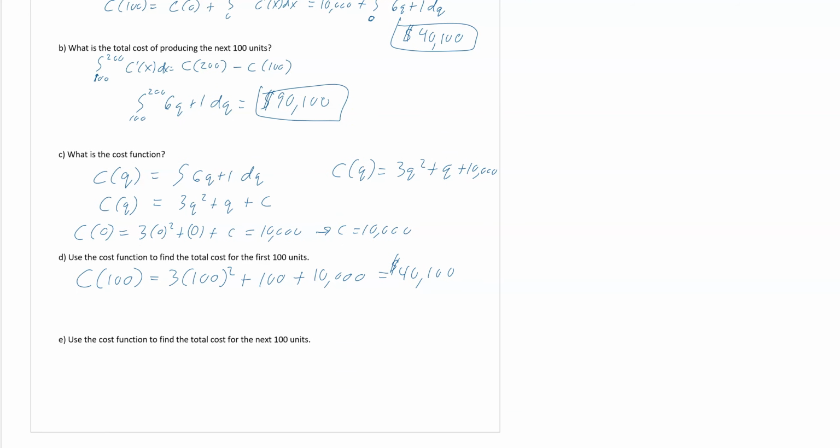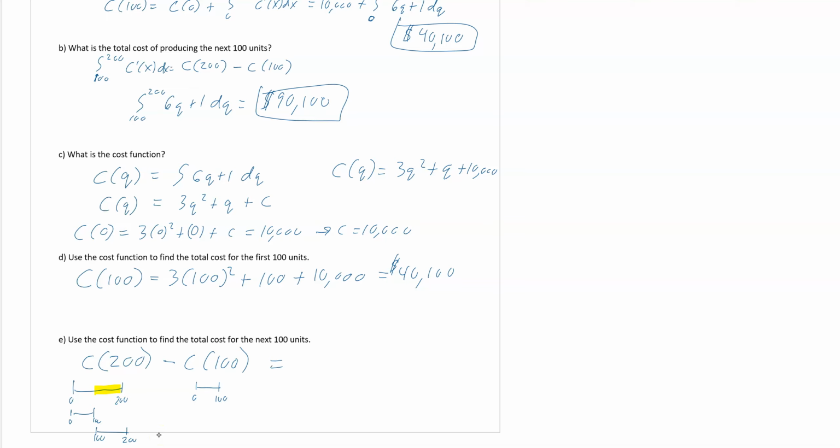But what happens when you do the next 100? So the next 100 would be C of 200 minus C of 100. So we're just finding the total cost, right? The cost from 100. So plugging in 200 would give us the total cost from 0 to 200. And this would give us from 0 to 100. So if we subtract those, then the cost that we want right there would just be from 100 to 200. So it's a subtraction. By plugging in 200, it gives us a value. Plugging in 100, it gives us a value. And subtracting them tells us the difference between the two.